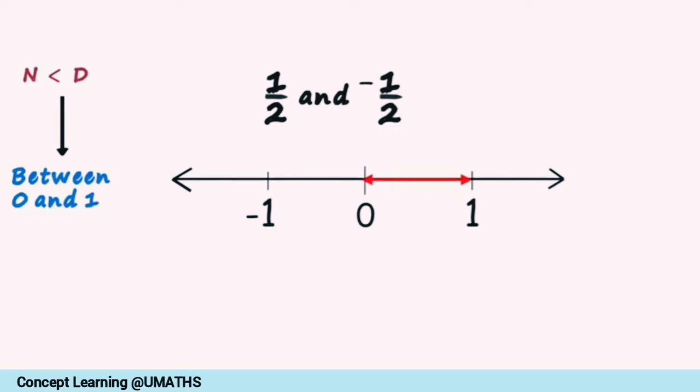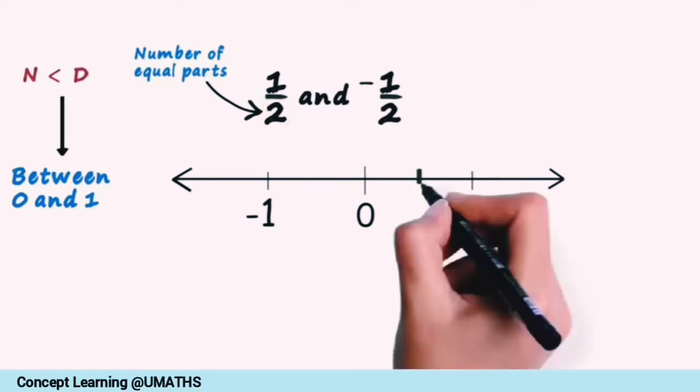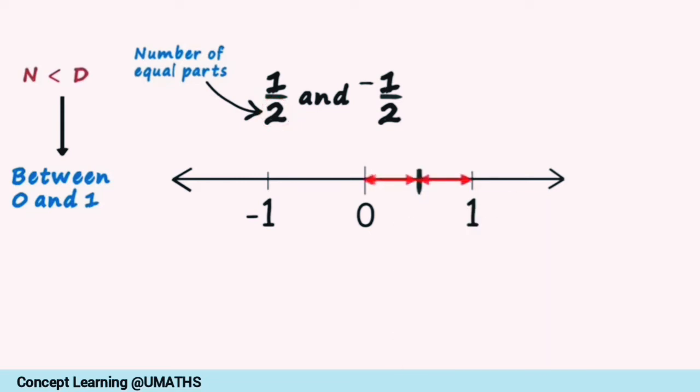Now we divide the length between 0 and 1 into equal parts. How many equal parts is the question, right? The denominator tells us the number of equal parts. The denominator is 2, so we divide it into 2 equal parts. This line divides this region into 2 equal parts. But what does the numerator tell us? It tells us the number of parts from 0. The numerator is 1 and therefore we take one part from 0 and mark 1 by 2 here.